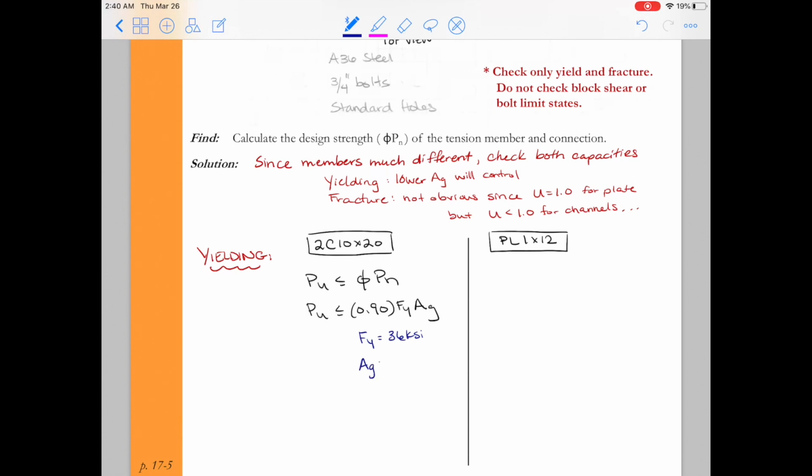Ag for the double channel member, we're going to have to get this from part 1 in our manual. Now, part 1 has a section for double channels, but I tend to like to use the single channel section and then just multiply my answers by 2. So I'm here in table 1-5 to get these properties. I found that for a C10x20 section, the gross area was 5.87 inches squared, and I'll multiply that by 2 to get 11.74 inches squared for the entire member.